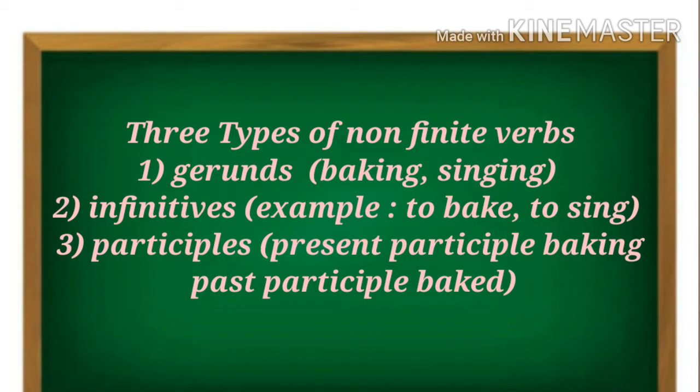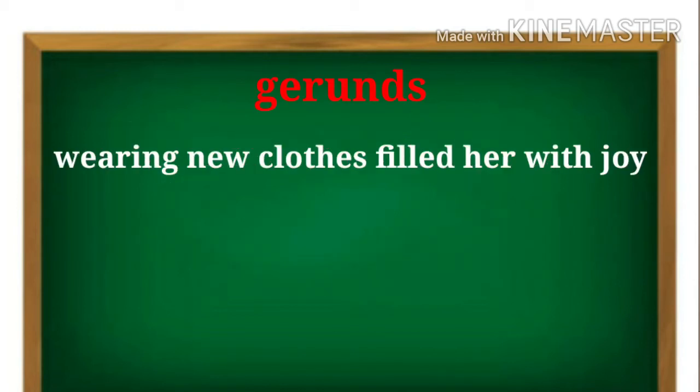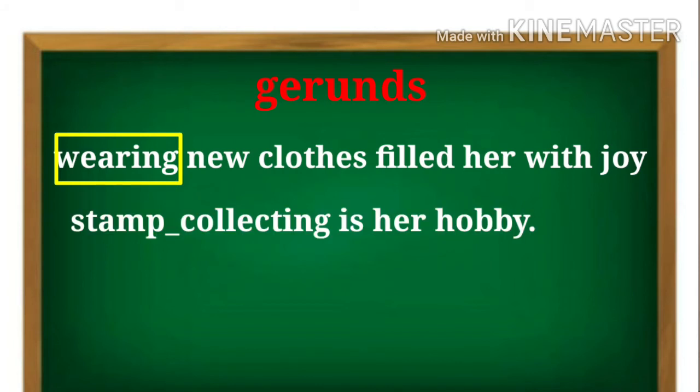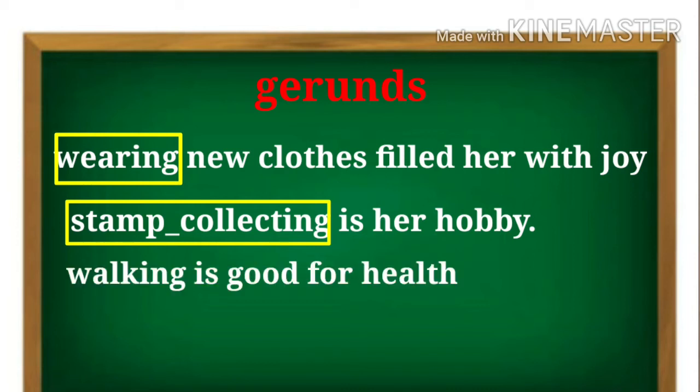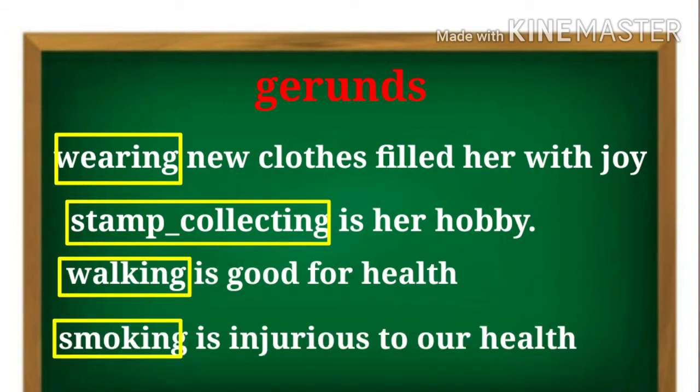And we have seen what are participles. So today we will learn gerund. It's a form of non-finite verb. I have already told you, right? See these sentences. Wearing new clothes filled her with joy. Stamp collecting is her hobby. And see, for example, walking is good for health. Smoking is injurious to your health.